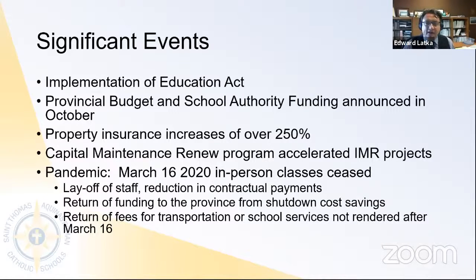Our property insurance renewal was at the beginning of September and into October, November of last year. We had insurance increases across the board, but the most significant is property insurance, reflecting much of what we're seeing in the press from other areas of the insurance industry with regards to property. Our insurance increase for property was over 250%, and again, one of those things that we were adapting to at the start of the fiscal year. The capital maintenance renewal program, which accelerated IMR projects, was announced in the spring.